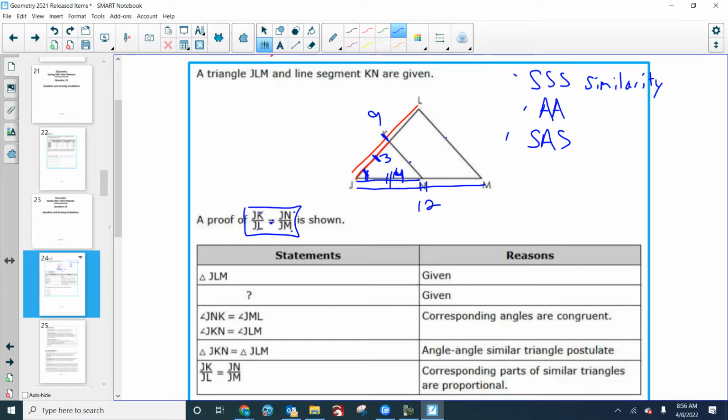This is just the stuff you should start thinking about as you read this problem, before you even look at the proof. Okay? This is the stuff you should be thinking about. All right. Wow, this is weird. Triangle JLM given. Okay, well, they're telling you it's a triangle. What else do you think they'd be saying?